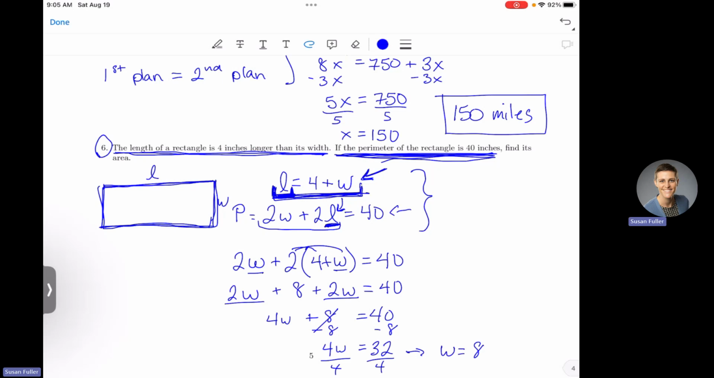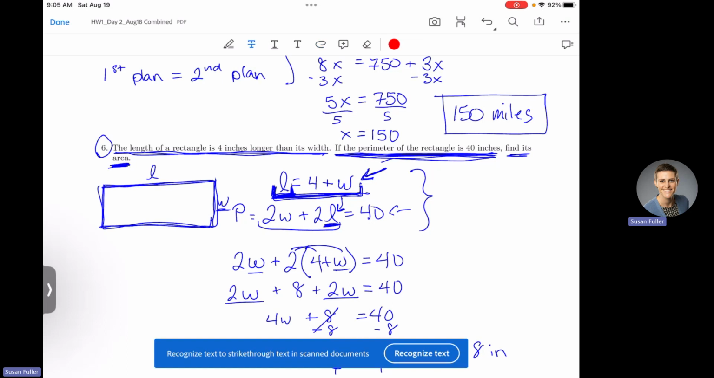Okay, so what does that mean? W is the width of my rectangle, and so my width is 8 inches. Does that solve or answer the question that was asked? I'm trying to find the area of this rectangle. So the width is not my area. So now how do I answer the question? How do I find the area?